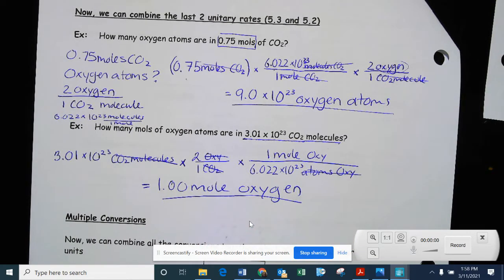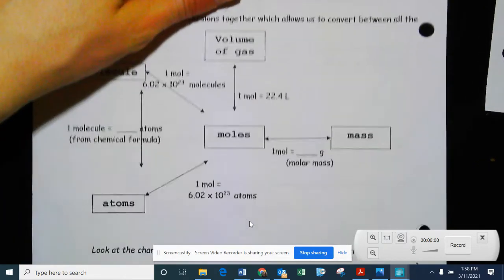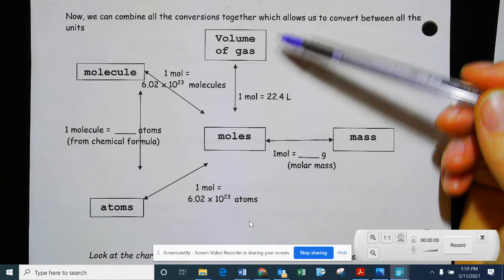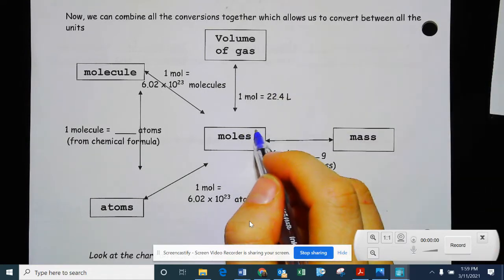So sometimes it might take a little bit of trial and error to figure out what order to put these things in. But as long as you're canceling things out and ending up with the right unit, just really keep track of your units. That's the big theme here. Keep track of your units, write down your units. So when we're doing multiple conversions, we've got this nice little flow chart thing here with moles in the middle.